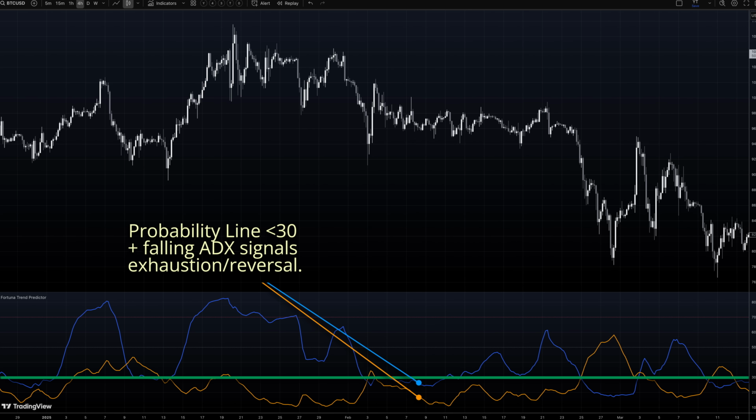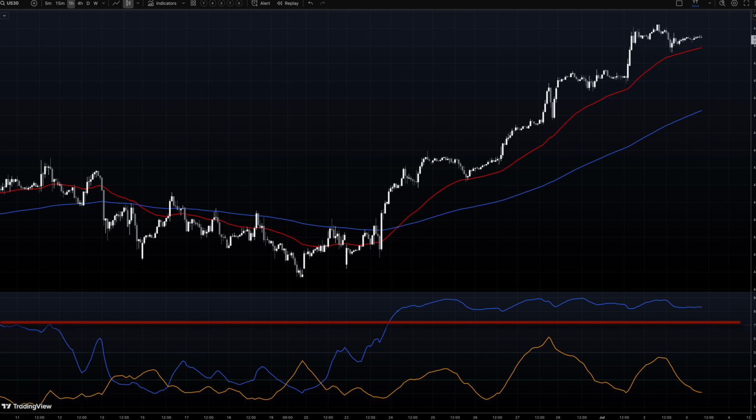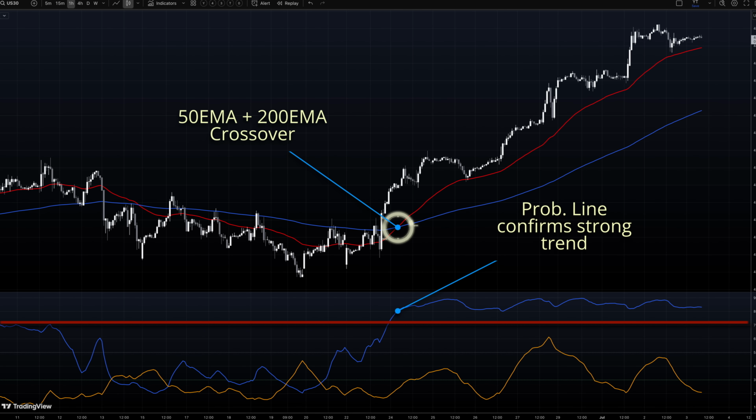Conversely, probability readings below 30 with declining ADX may signal trend exhaustion or reversal opportunities. The indicator works effectively in trending markets, where EMA crossovers align with probability threshold breaches.